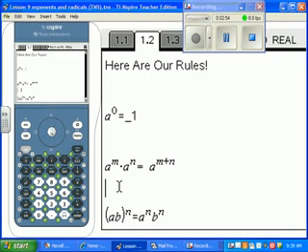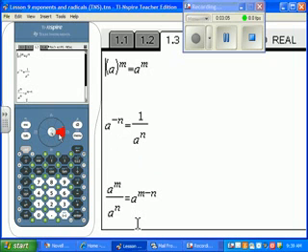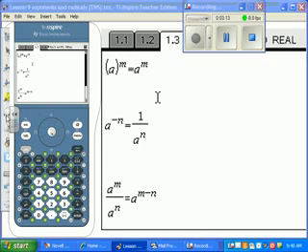How many of you remember these rules? None of you. Okay, go to the next page.